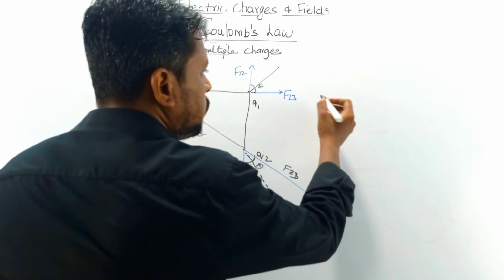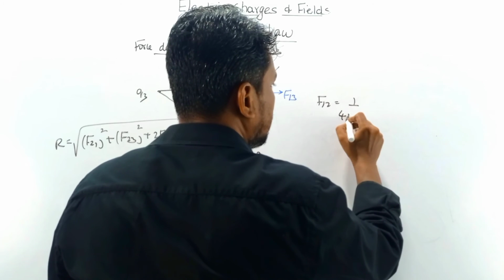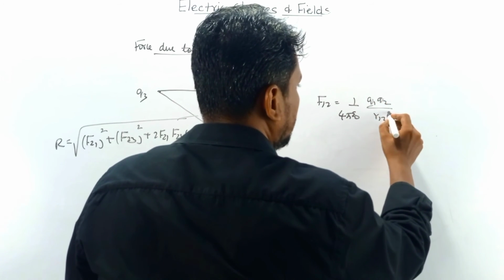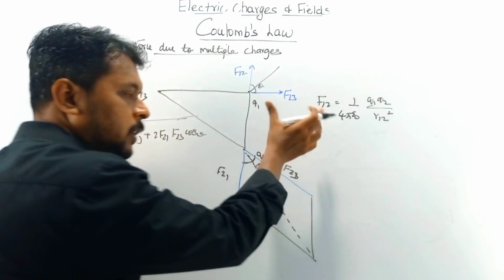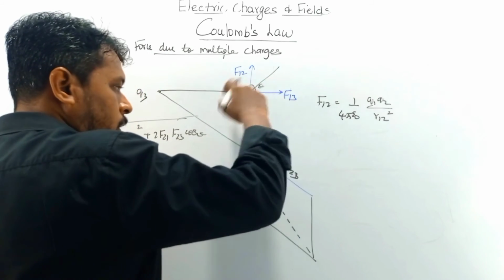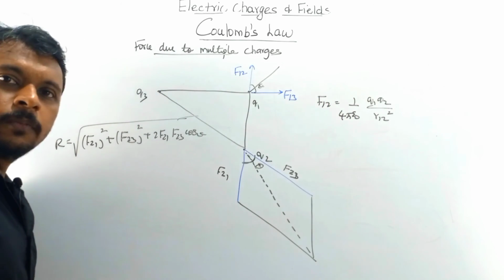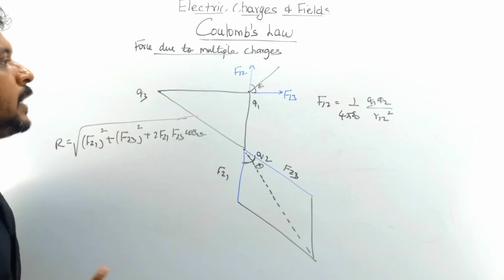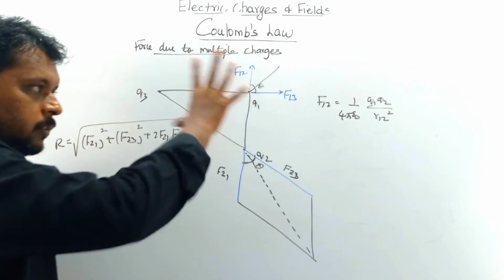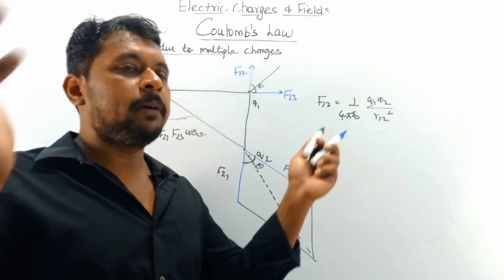The individual forces, for example F12, are found by 1 by 4 pi epsilon naught Q1 Q2 by R12 square. We are just finding the magnitude only. In a similar way we can also find the remaining forces F13, F23, F21. So this is the way to find the force when there are multiple charges, the force acting on an individual charge by the remaining ones.